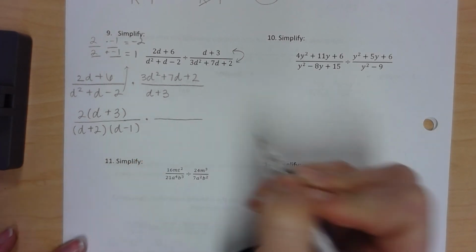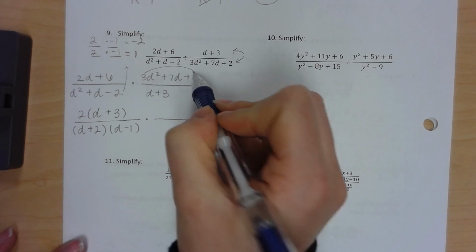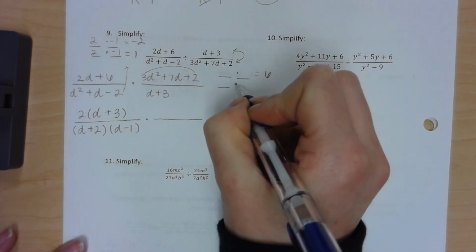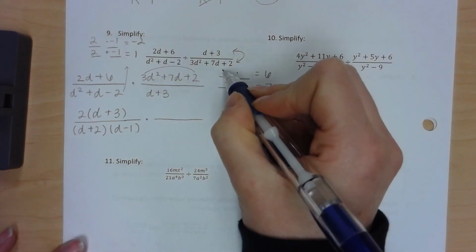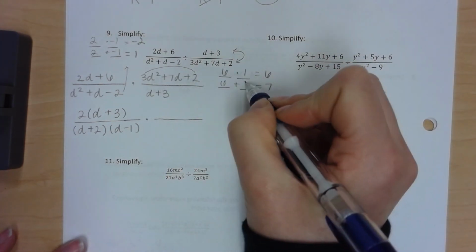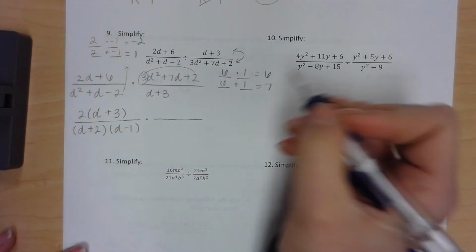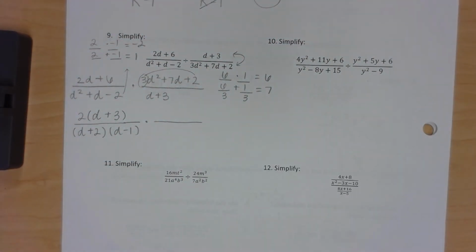Moving on to my next fraction, I'm going to factor in this numerator here. A times c gives me 6, so I'm trying to multiply to 6. And I'm adding to 7. Those two numbers should be 6 and 1. Now this is a little trickier because of that lead coefficient of 3. I'm going to have to divide both of these numbers by 3.